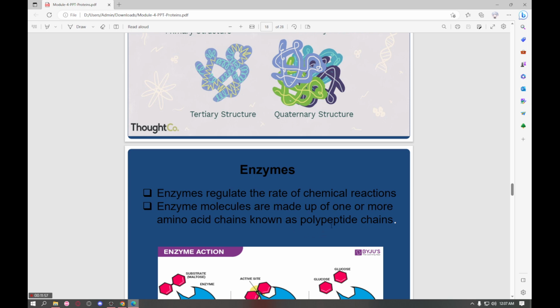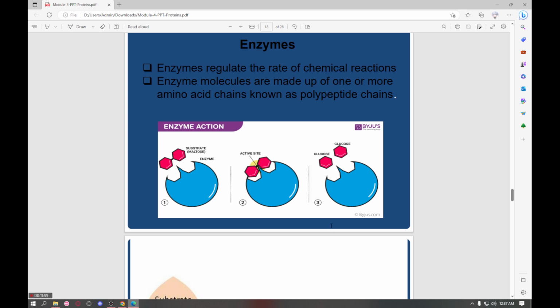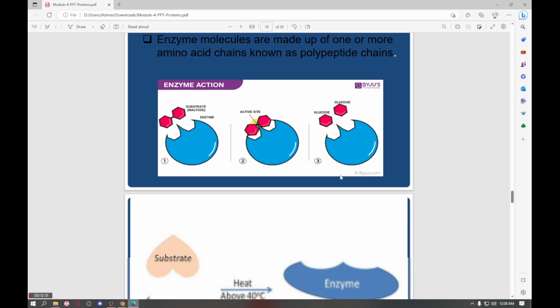So your enzyme is here. Through the presence of your enzyme, your maltose, which is a combination of two glucose, so this is a disaccharide, speeds up or is split into two. Through the hydrolysis process, it is divided into two monomers, which are the two glucose, one of the monosaccharides in your carbohydrates.